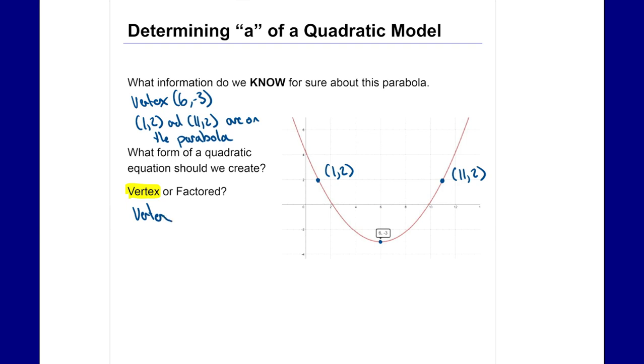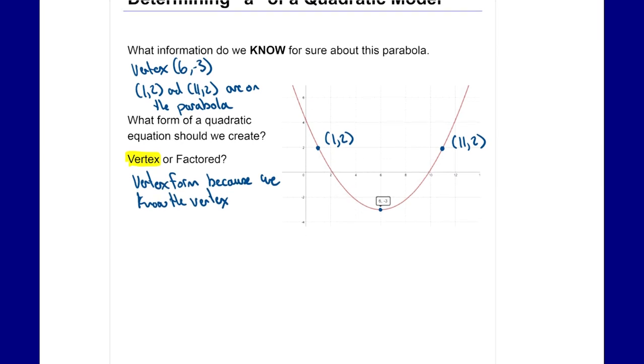The vertex form, because we know the vertex. In factored form, we use factored form because we know the x-intercepts or the factors. So vertex form because we know the vertex. This means our function is going to look like f(x) equals a times (x minus h) squared plus k. This is the form that we used with our transformations.